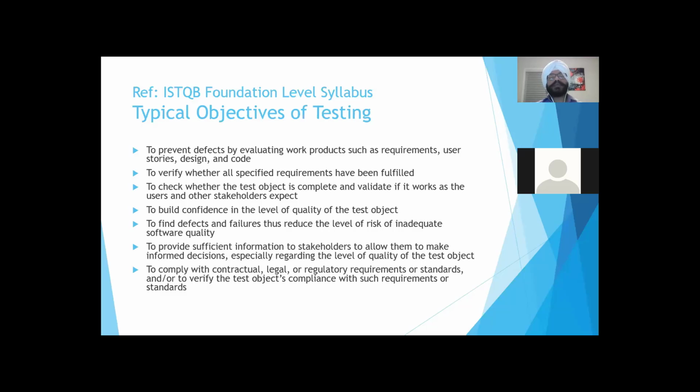Now we will learn about various terminology used in the software testing part. First of all, last time we learned about what exactly software testing is. Now we are going to learn about typical objectives here. By that, what exactly do we achieve when we do software testing?